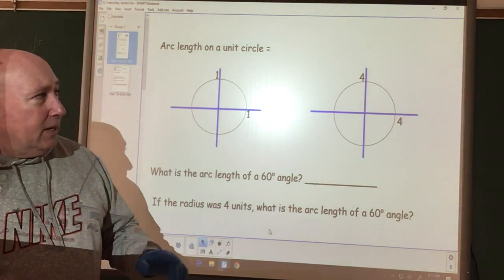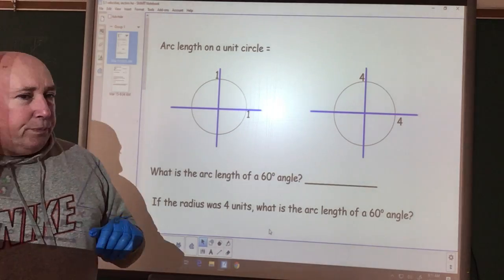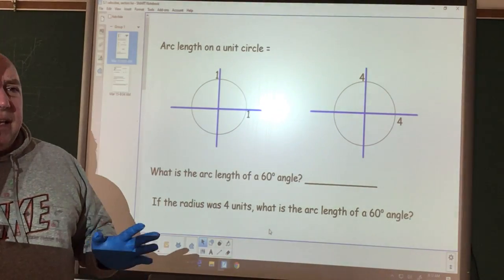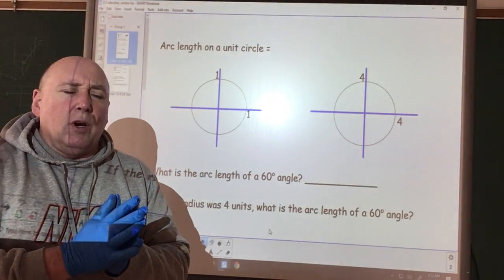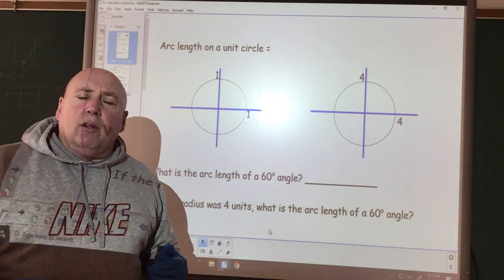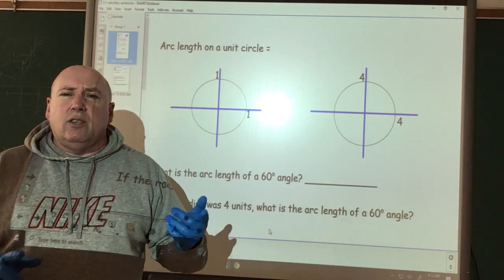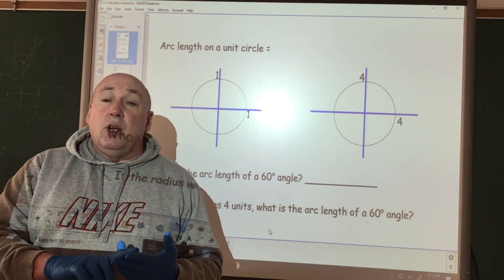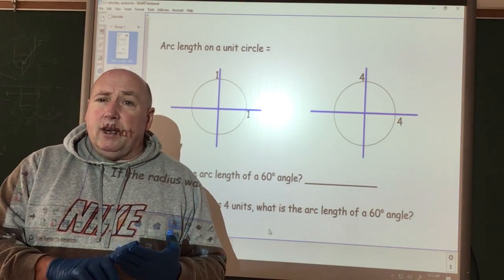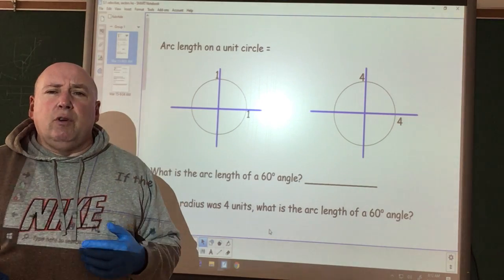Today we're going to talk about arc length, the arc length and area of a sector, and also some angular velocity. So this is new in regards to trig. Yesterday we talked about degrees of rotation, reference angles, and radians. That should be all review for us.